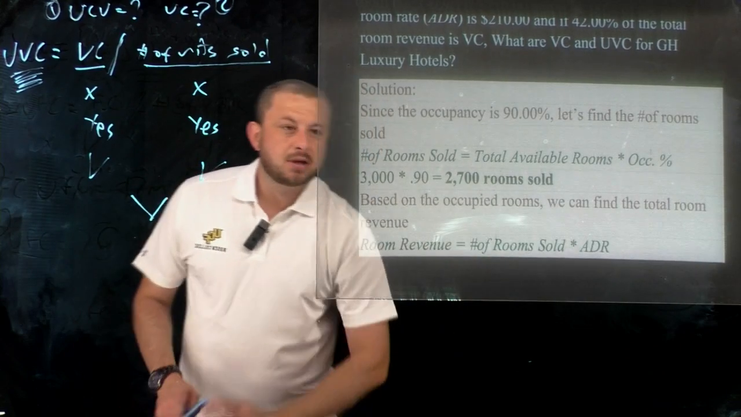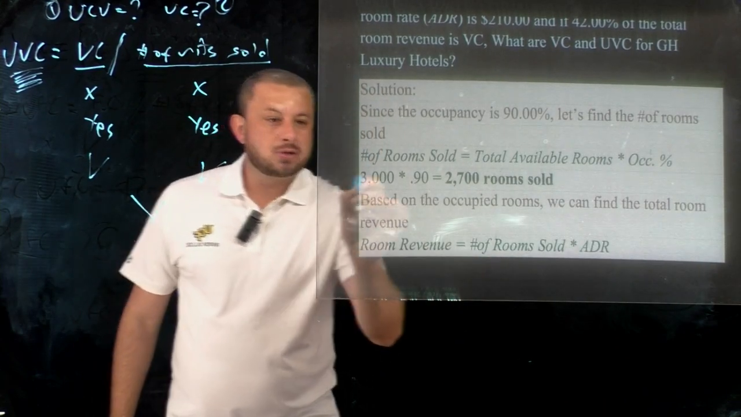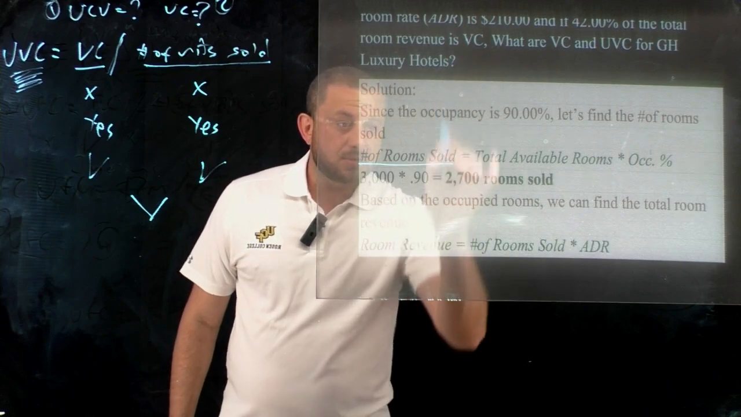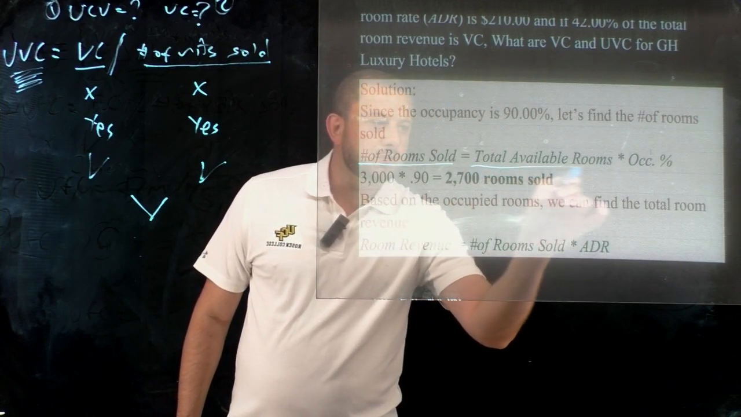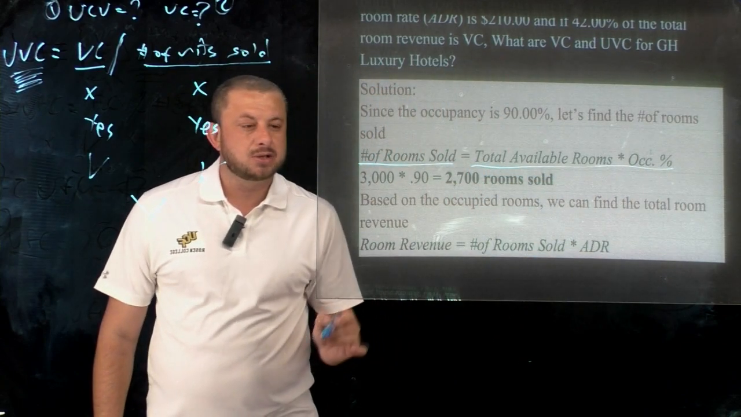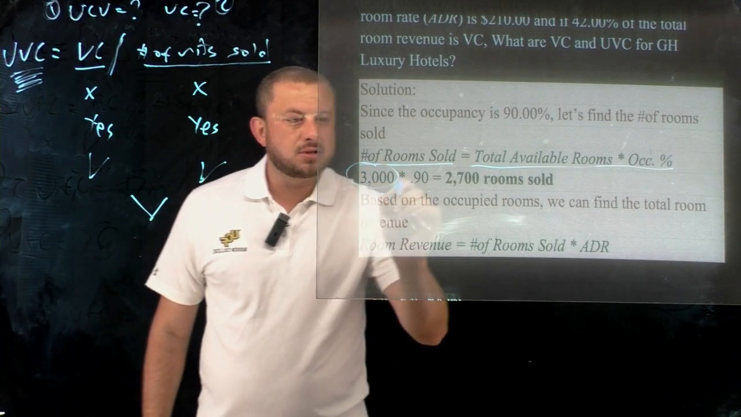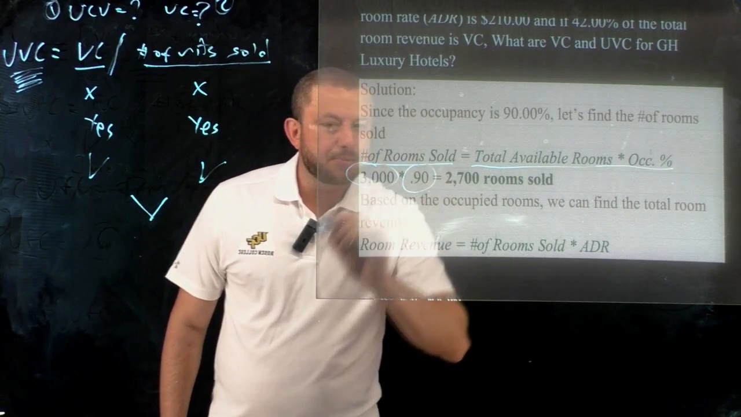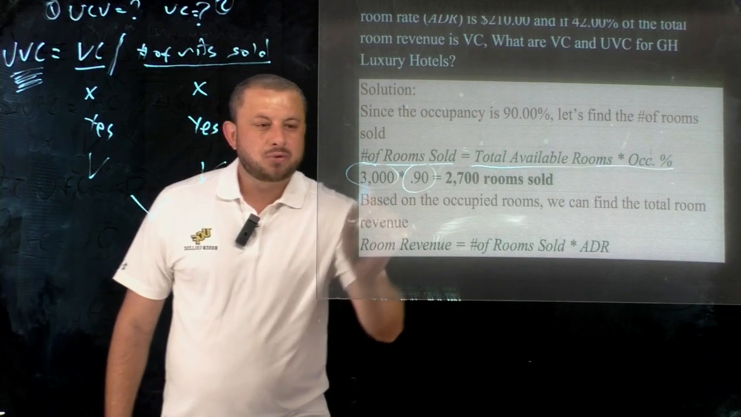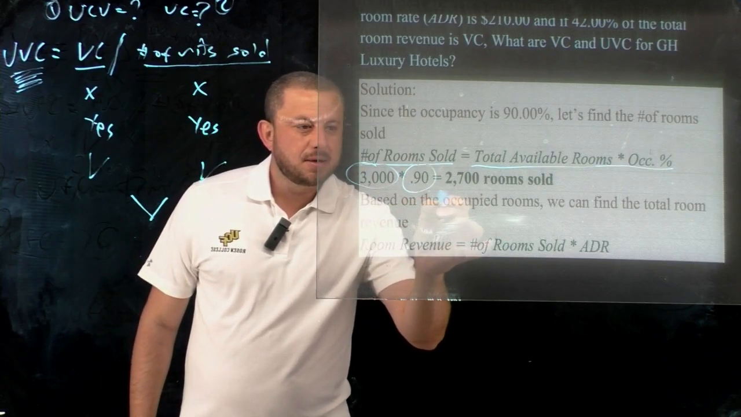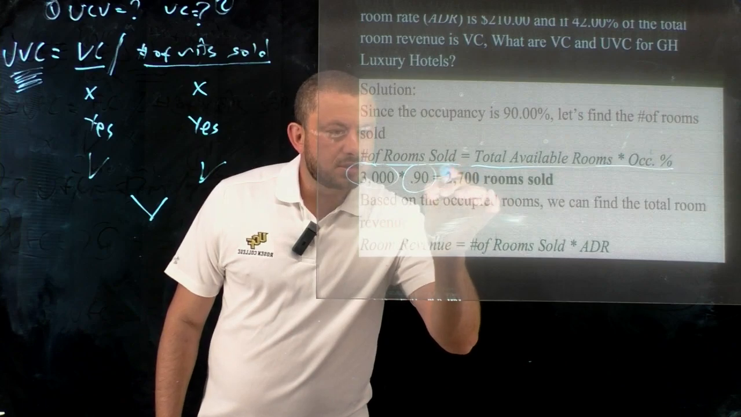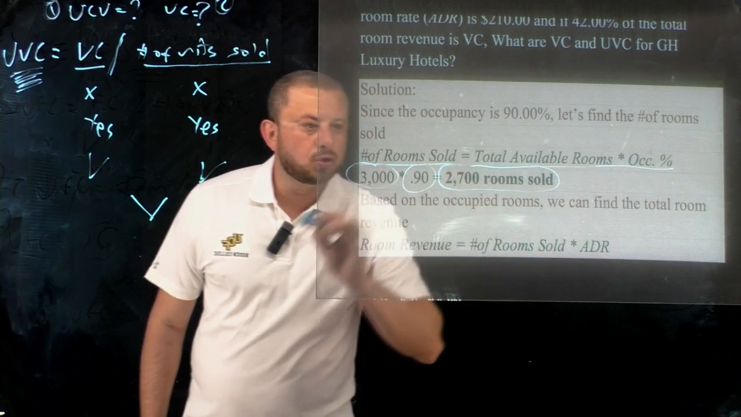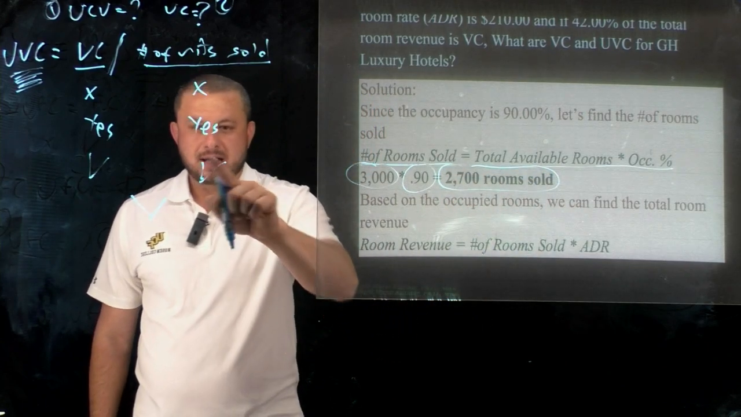Just like I do, I have to find number of units sold, number of rooms sold in this case, of course. Total available rooms multiplied by occupancy percentage. Total available rooms is 3,000. Total occupancy percentage is 90%. So 3,000 multiplied by 90%, 2,700 rooms sold in this question. So I just got this guy.